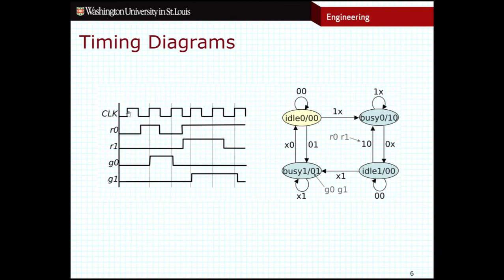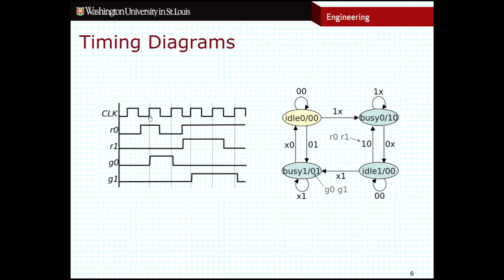So for the first rising edge that I see here, my inputs are both 0. Nobody's requesting access to disk. I start in this state. This is my initial starting state. And because nobody's requested access to disk, I'm going to follow this self-transition, this transition to the current state, and I'm going to remain in the state that I'm in, namely idle 0.